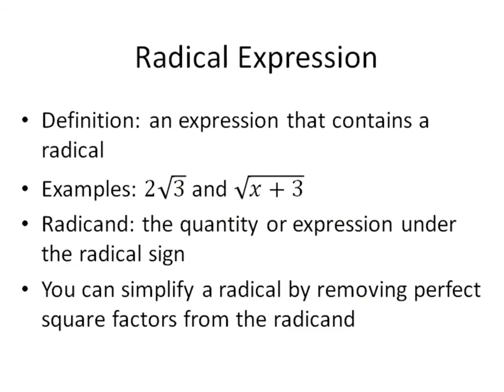A radical expression is defined as an expression that contains a radical. And examples of this are something like 2 square root of 3 and square root of x plus 3, because they both have that radical. Now the radicand is the quantity or expression under the radical sign. And you can simplify a radicand by removing perfect square factors from the radicand.